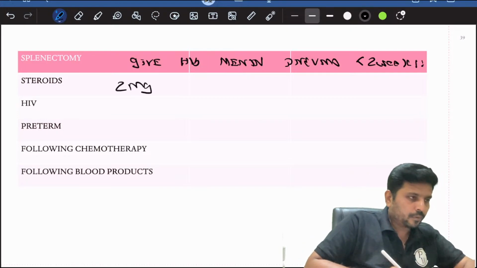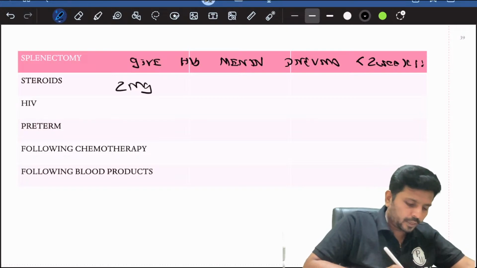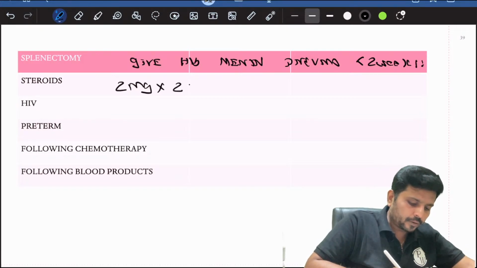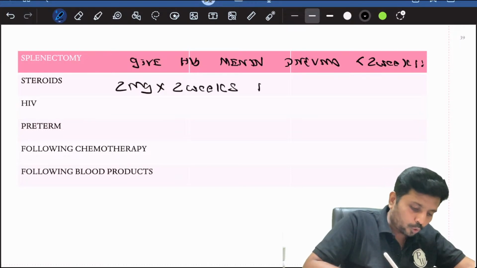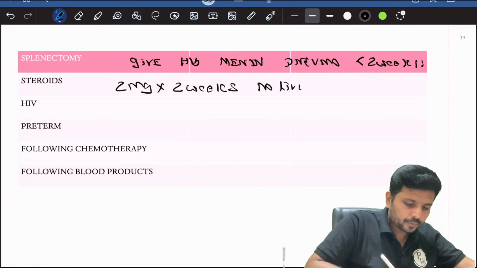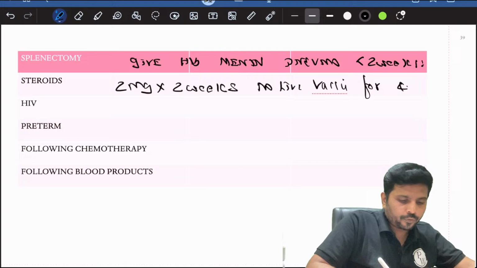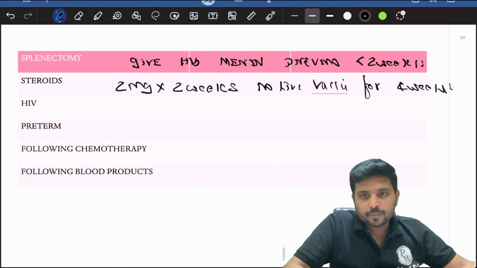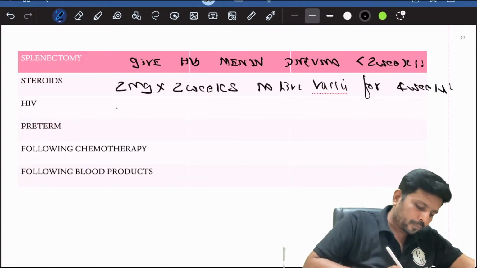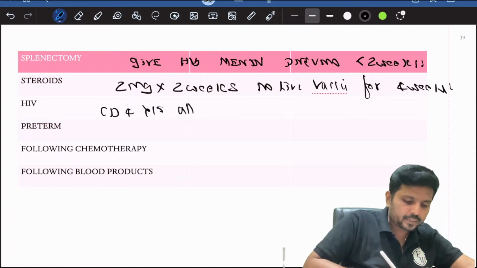Steroids: when you give 2 milligram per kilogram for more than 2 weeks, no live vaccine for 4 weeks. This is very, very important. This is the rule of 2: 2 twos are 4. When you give 2 mg per kg for more than 2 weeks, no live vaccine for 4 weeks. HIV: if CD4 count is more than 15, all vaccines can be given.